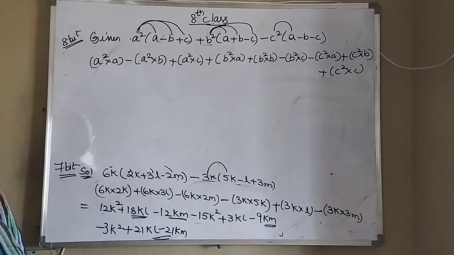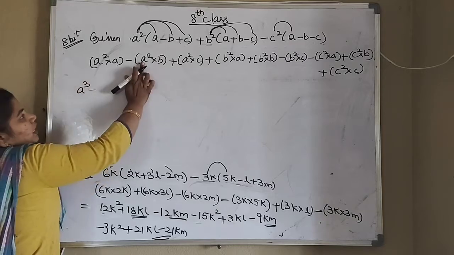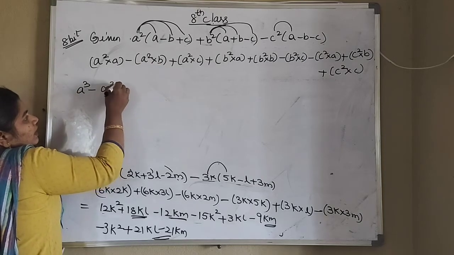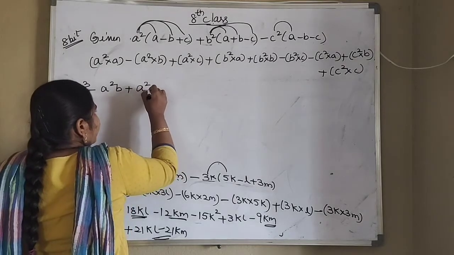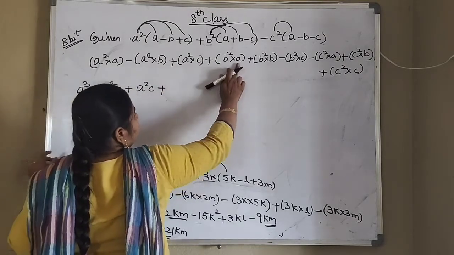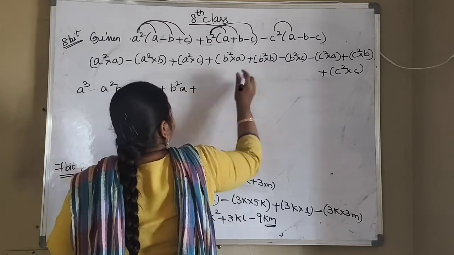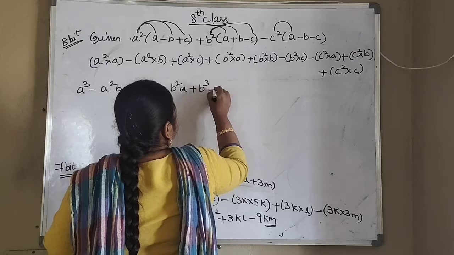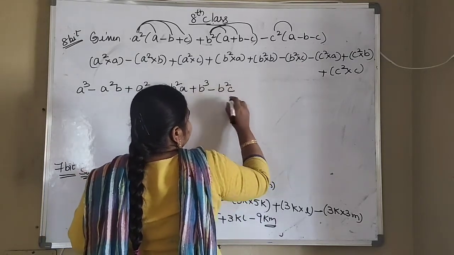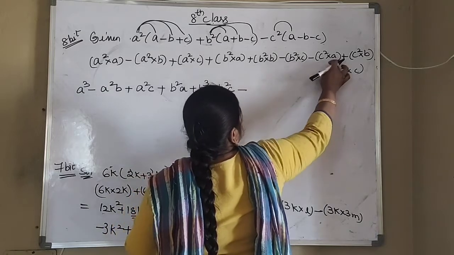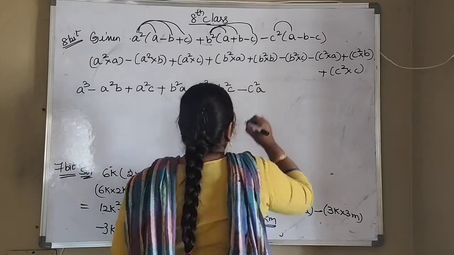Okay, now you multiply this. a square into a will be a cube, minus a square into b is a square b, plus a square into c is a square c, plus b square into a is b square a, plus b square into b is b cube, minus b square into c will be b square c, minus a square into a is c square into a is c square a.